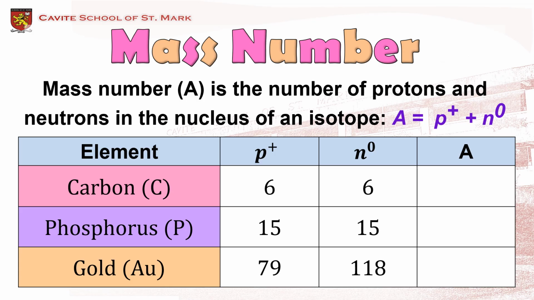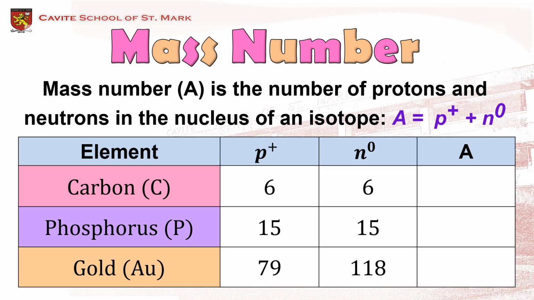Then mass number is the sum. Let me use that word, sum. That is why we have a plus sign here. Sum of protons and the neutrons in the nucleus of an atom. So an element C, for example carbon, has 6 protons and 6 neutrons, meaning that it has a mass number of 12. Phosphorus has 15 protons and 15 neutrons, so a mass number of 30. Then gold has an atomic number of 79 and it has 118 neutrons. So when you sum the two, you get its mass number.